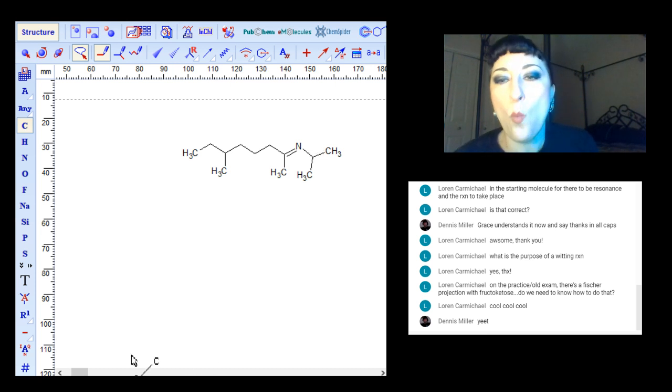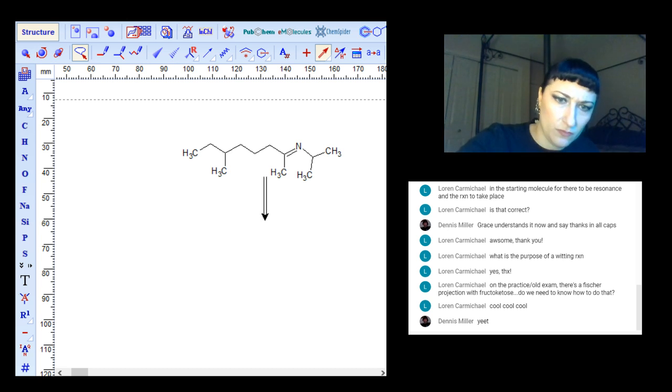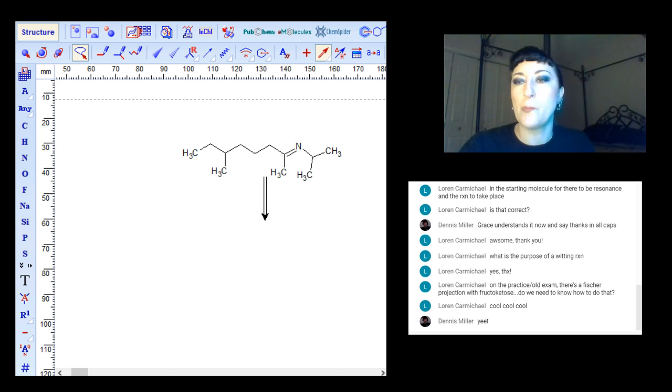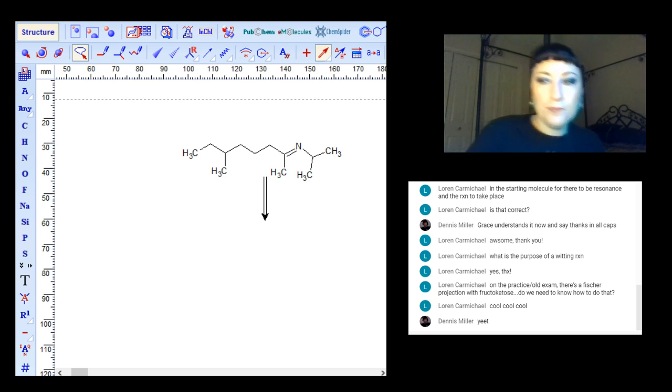Okay. What chemicals would you need to form this imine? What reaction would you do? What two starting materials would you use? I'm going to break out my retrosynthesis arrow again. Give me a second to think of that.